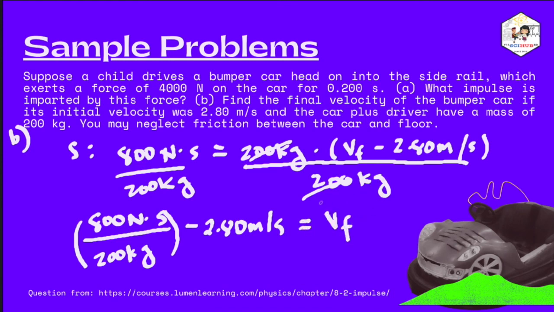So we just manipulated our general equation with the values in order to find the final velocity. And once we simplify this equation, we find that our final velocity is 1.20 meters per second.